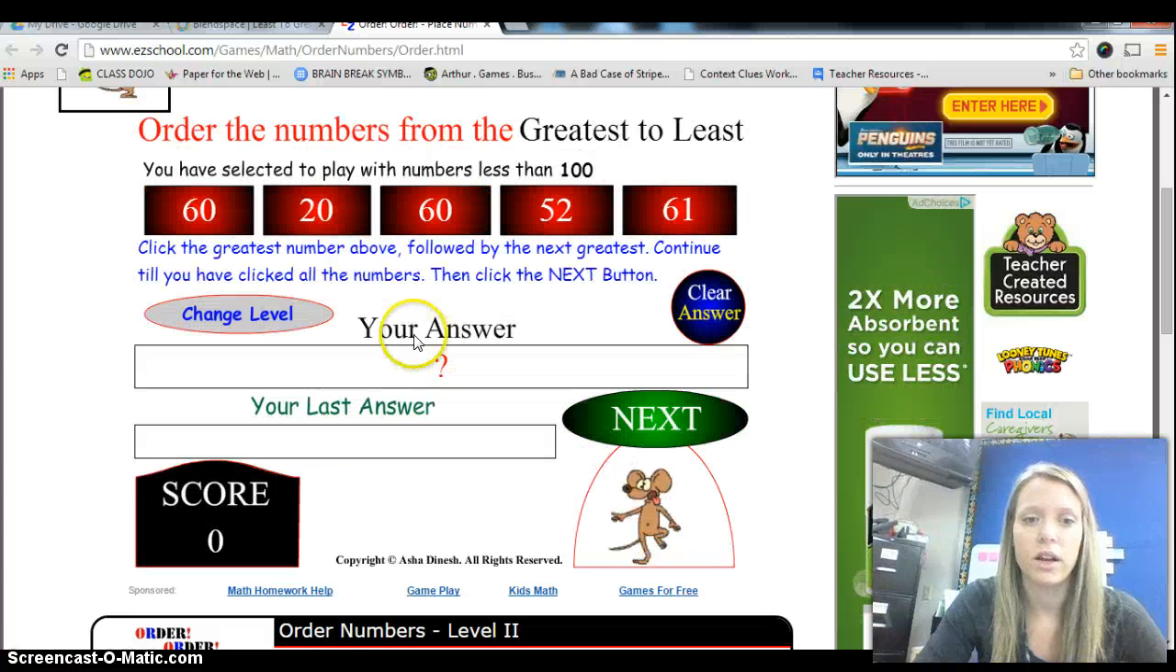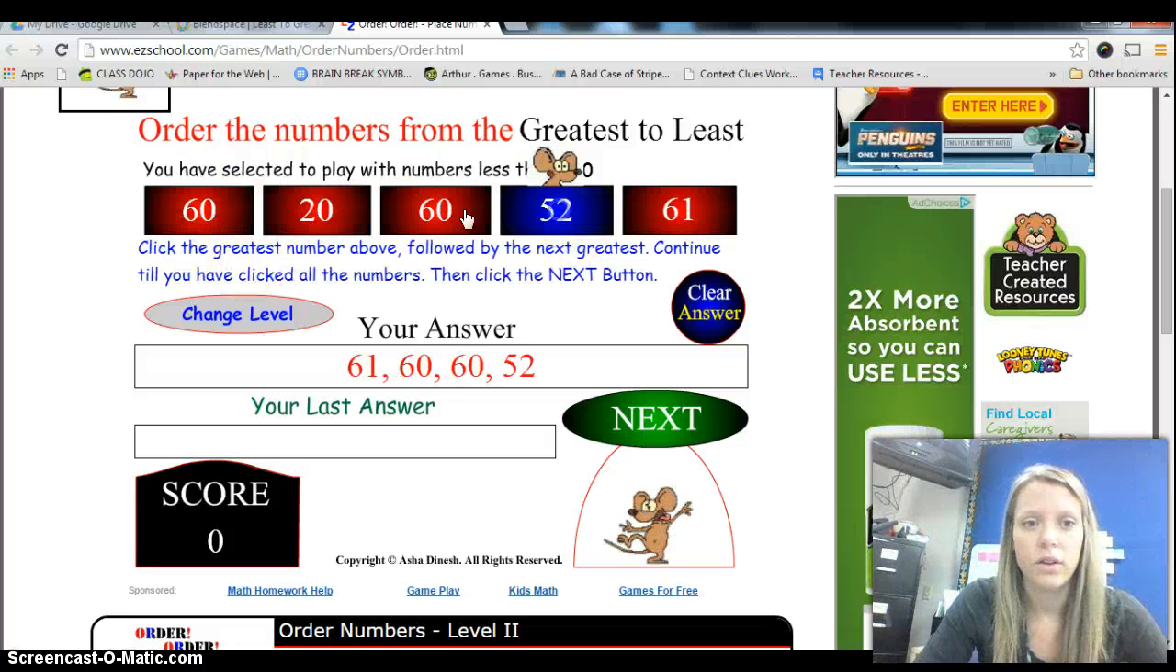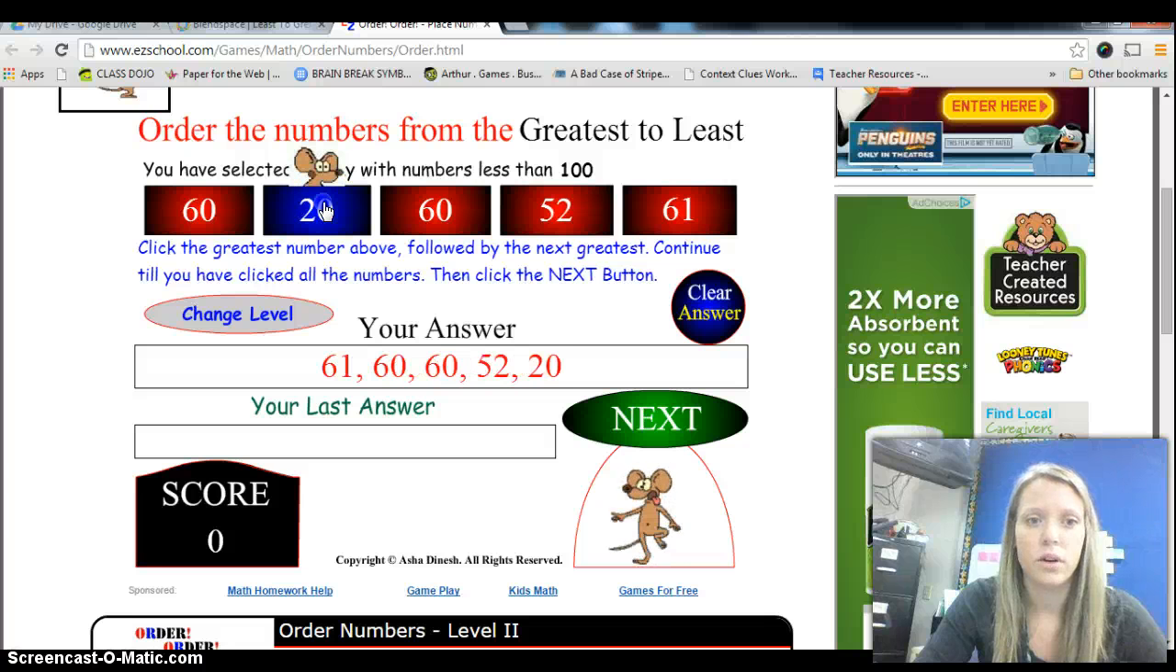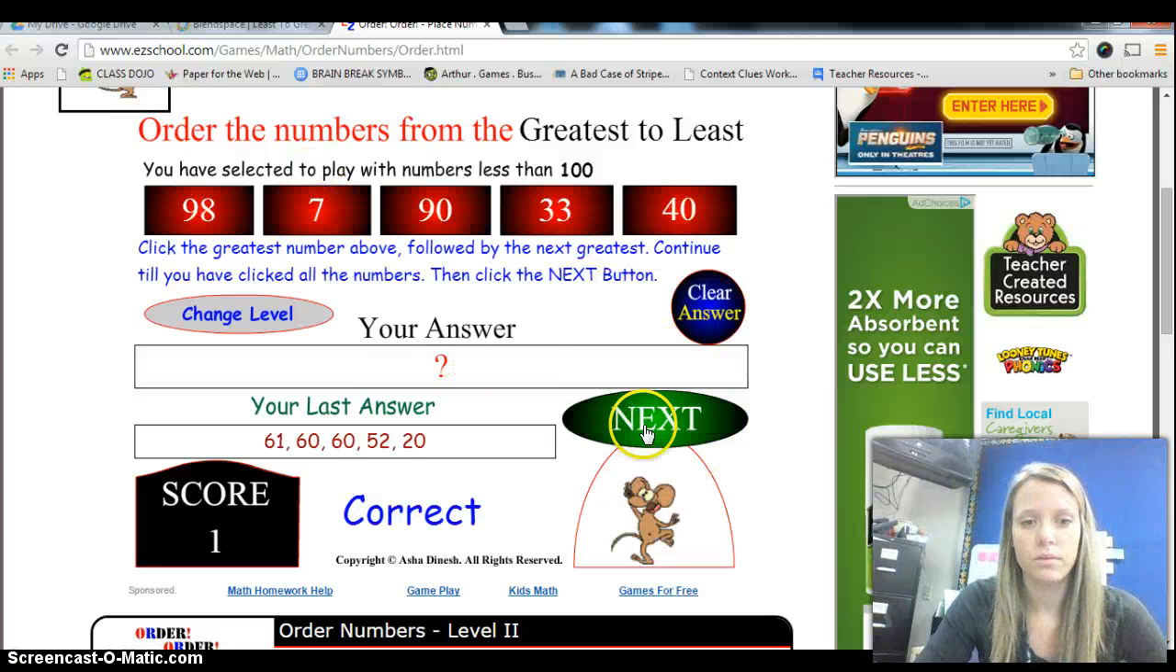So if you pick the greatest to the least, you would be going from the biggest number to the smallest number. So I'm going to search for that biggest number first. 61 is the biggest. The 60s would be next. 52 is the next number, and 20 is the smallest number. I was correct because I got 1 point.